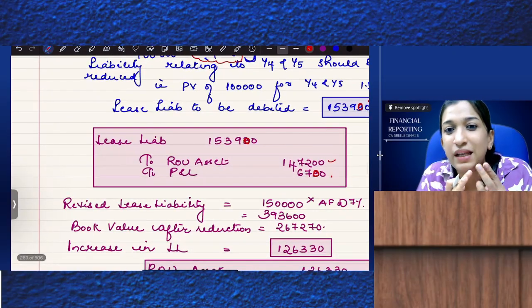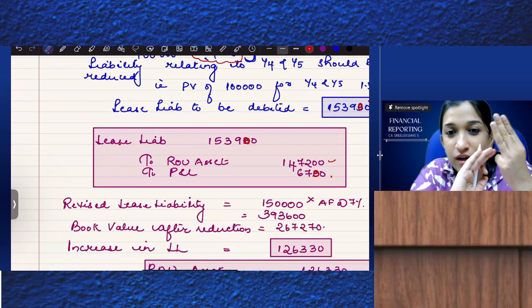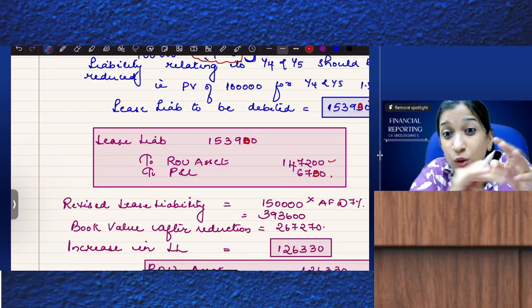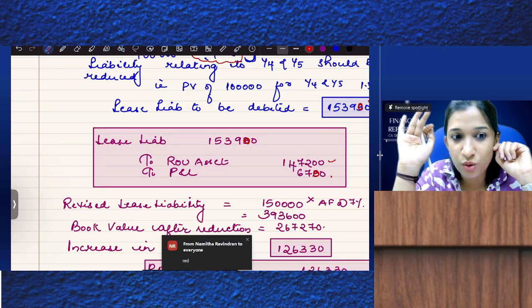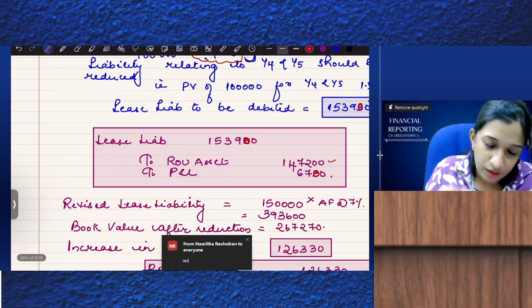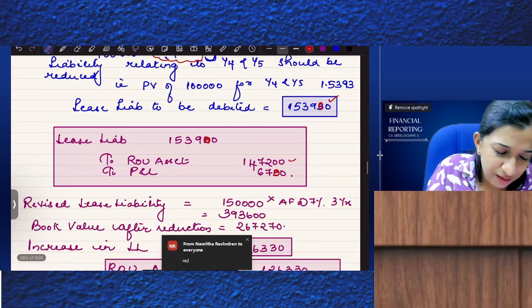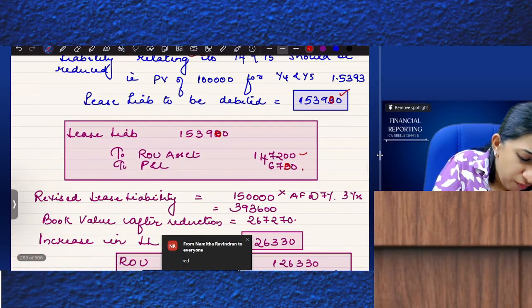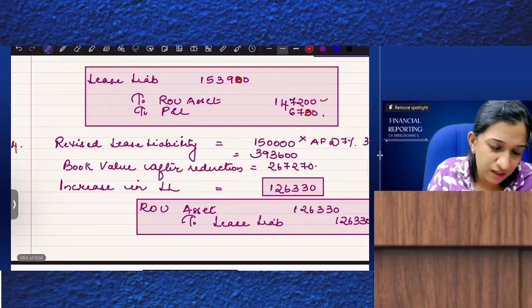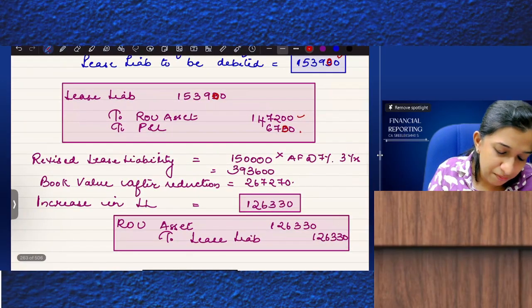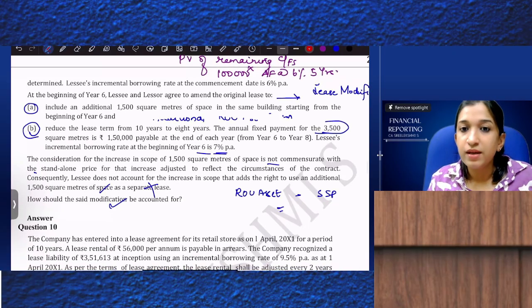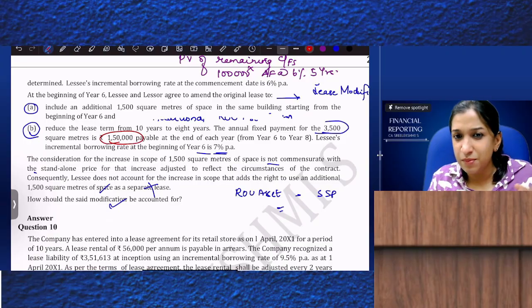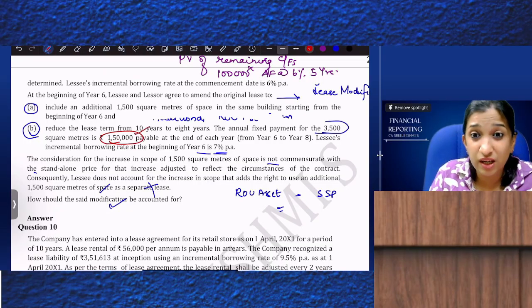So now in steps 1, 2 and 3, we have done the accounting of reduction. Now there is an increase also. Yeah, there is an increase. Now we'll calculate step number 4. What is the revised lease liability? Our lease payment has increased to 1,50,000. Yes, the revised lease payment has increased to 1,50,000 for 3 years.